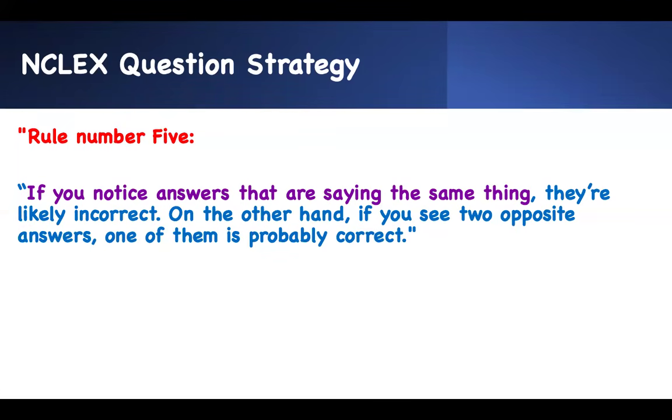Number 5, if you notice answers that are saying the same thing, they are incorrect. You can't have answers saying the same thing. On the other hand, if they say opposite things, most likely one of them is right. And you pay attention to those 2 pieces of information and see which one is answering the question.